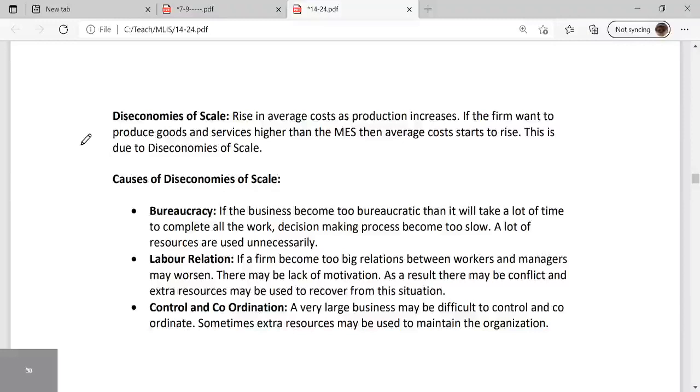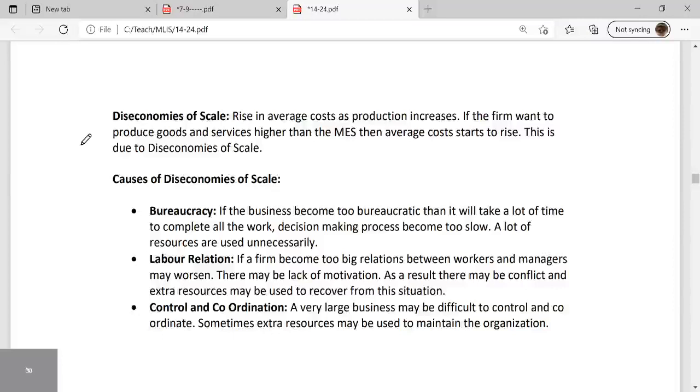Next we have labor relations. When the organization becomes too large, labor relations also face problems, because there might be a gap between the supervisors and the workers. So the laborers may get demotivated and put themselves into conflict. Then next we have control and coordination.